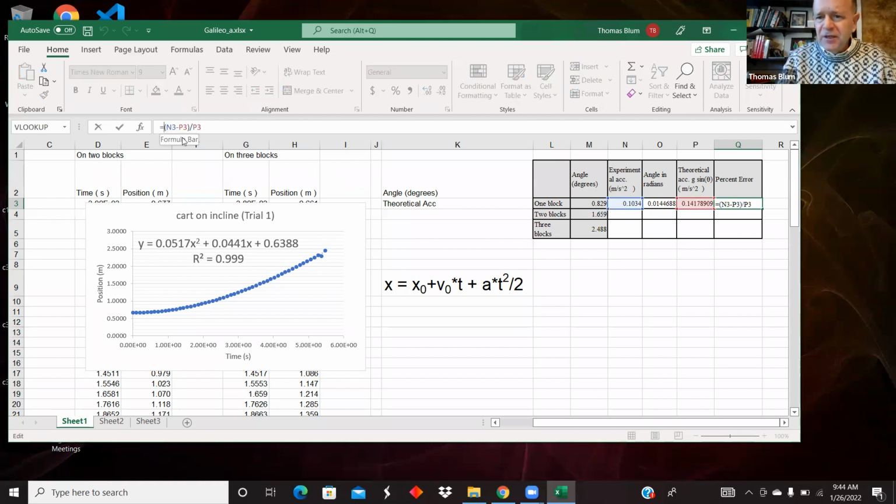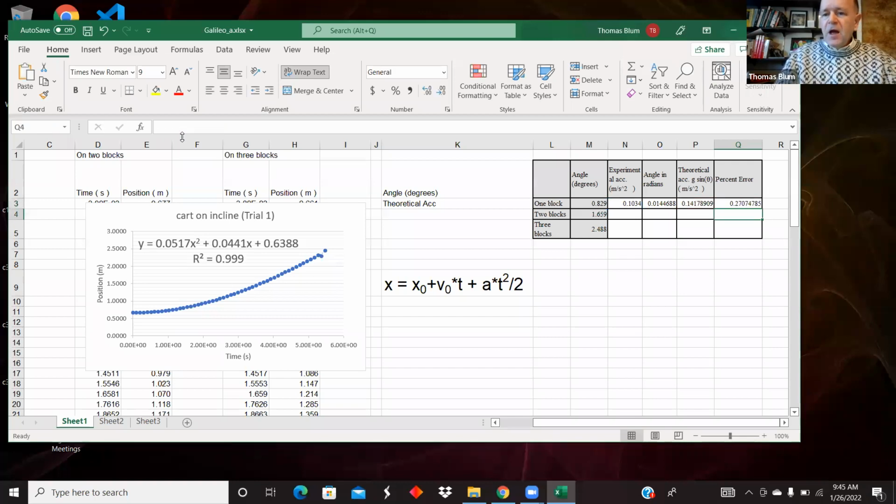I've seen it occasionally where people will leave it with a sign to know whether the error was positive or negative, but most often you tend to see it as an absolute error. So there's a formula in Excel, ABS, for absolute value. So let's put that around our expression here.